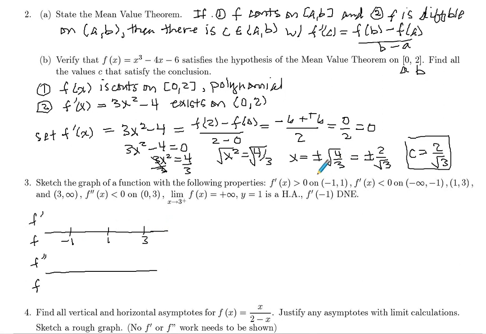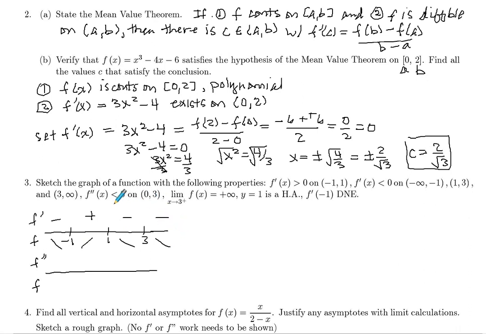And then we're told f prime is greater than 0 on negative 1 to 1, so it's positive in there. And it's less than 0 on negative infinity to negative 1, that's here, 1 to 3 in here, and then 3 to infinity in there. So our function is decreasing, increasing, decreasing, decreasing.